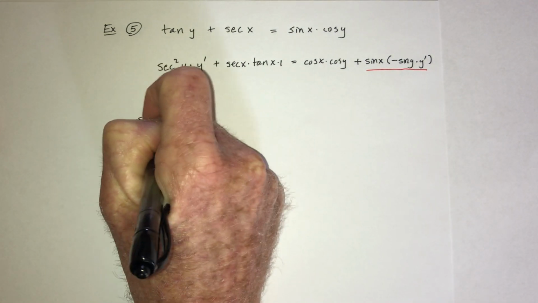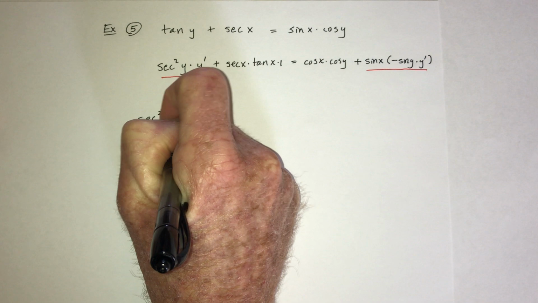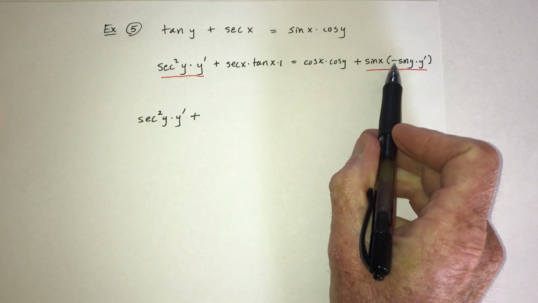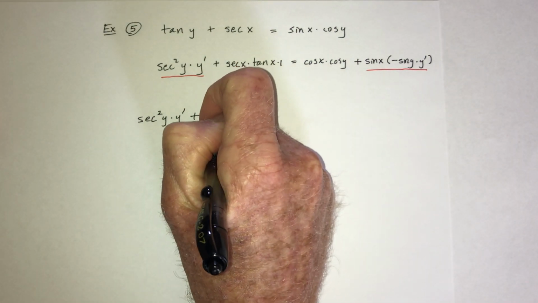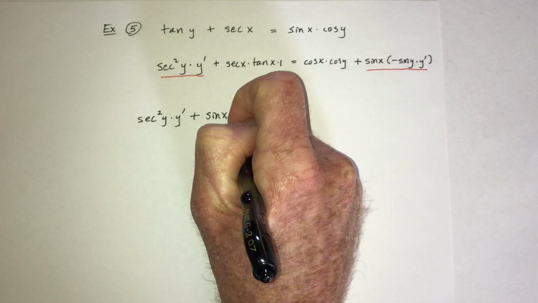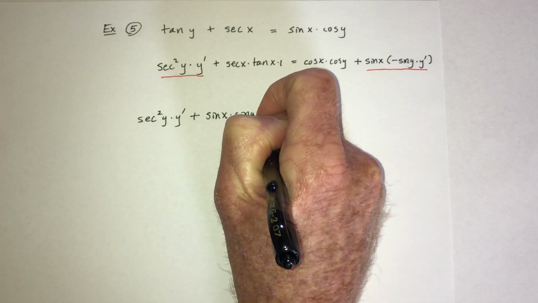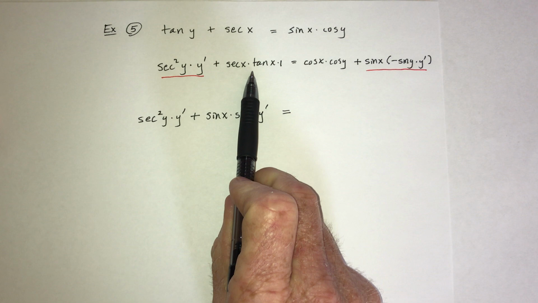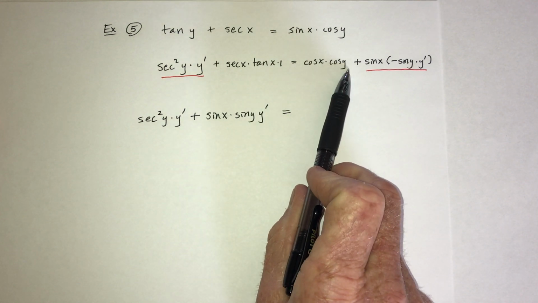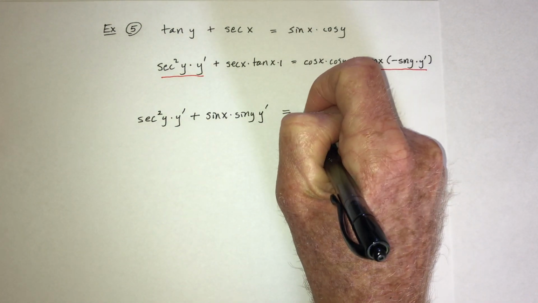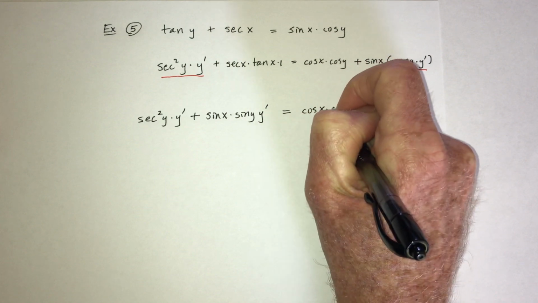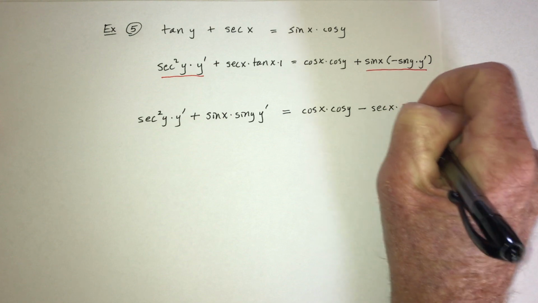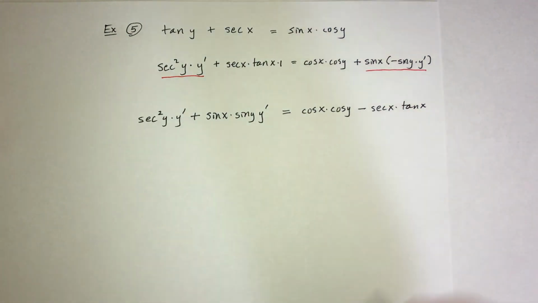So on the left side, we'd have secant squared of y times y prime. And then moving this term is going to make it positive. Sine x, sine y, y prime. And then those things that don't have a y prime, have them collected on the right side. So there would be the cosine x, cosine y, and then subtract secant x, tangent x.